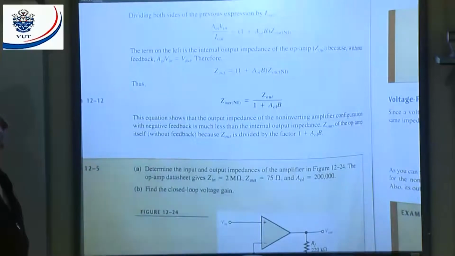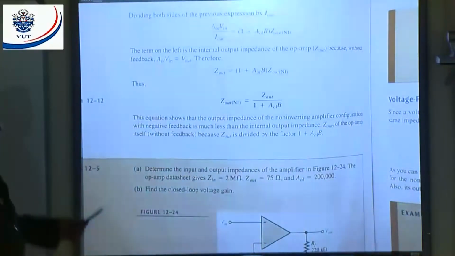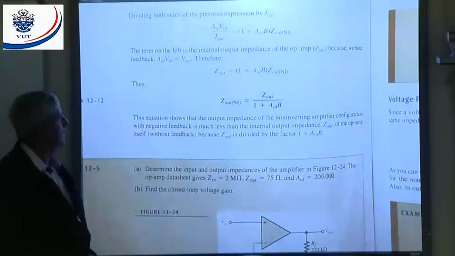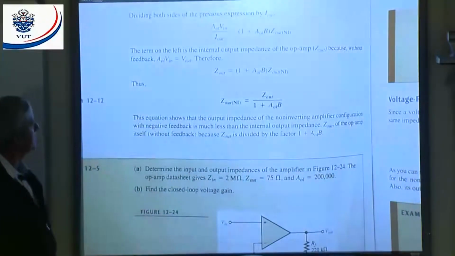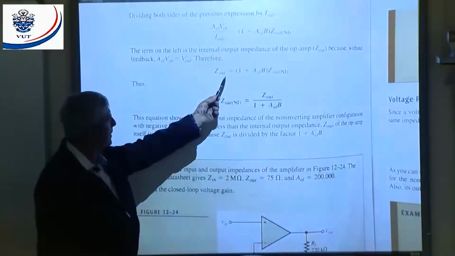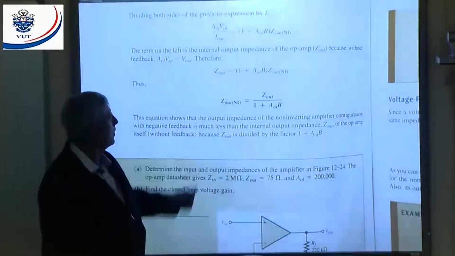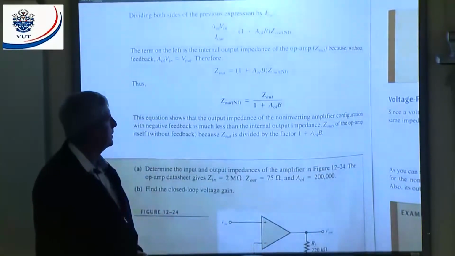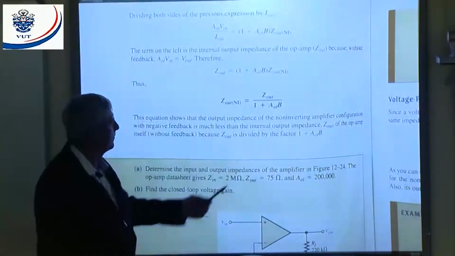The open loop gain of an op amp is very high. For a 741, it's 200,000. If you take 200,000 and multiply by my attenuation, that's going to be a fairly large amount, all right? That means the output impedance will decrease by that factor. Let's have a look at this example to illustrate that.